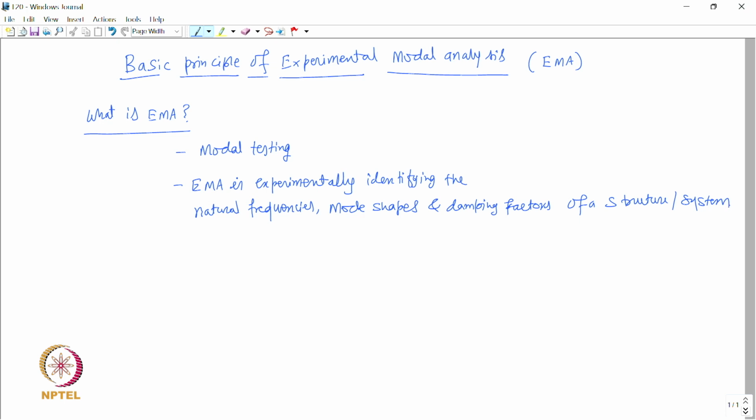These characteristics, natural frequency, mode shape, damping factors, are also known as dynamic characteristics of the structure or modal parameters.